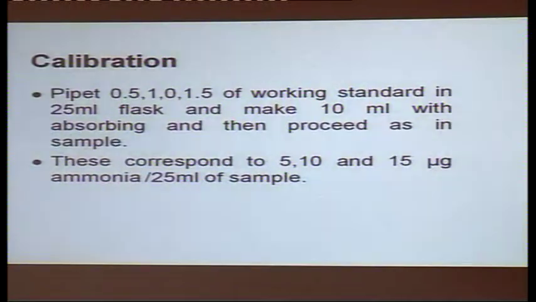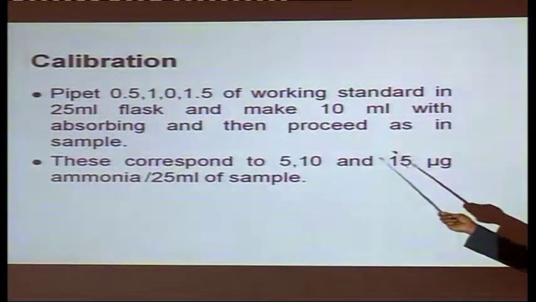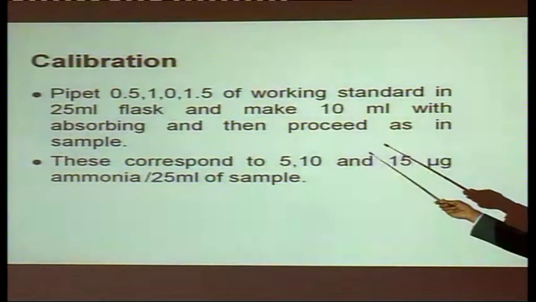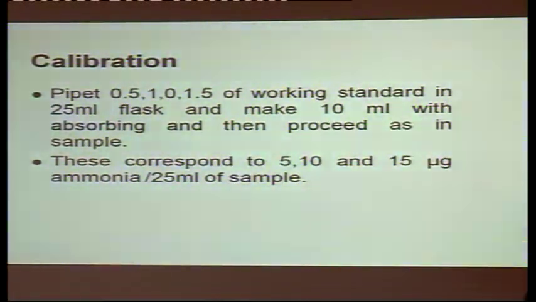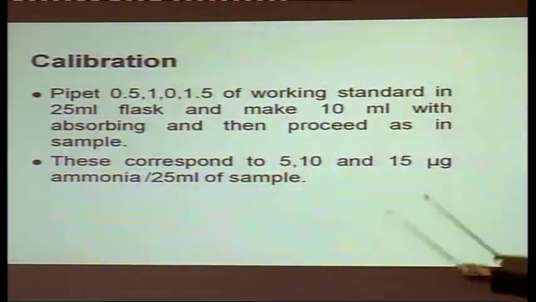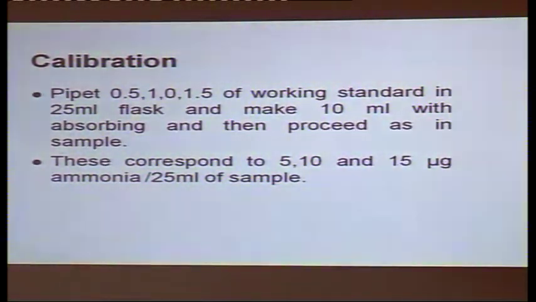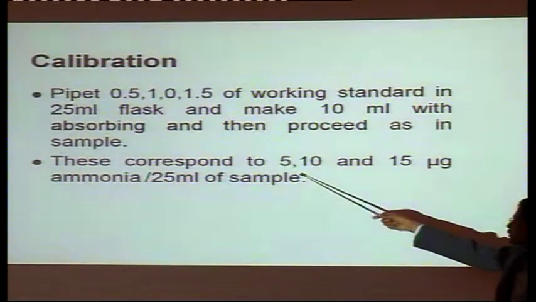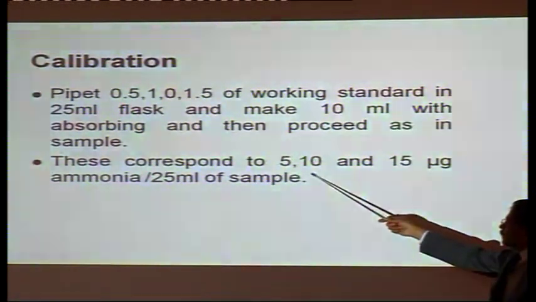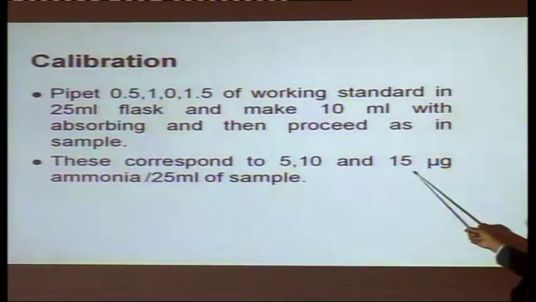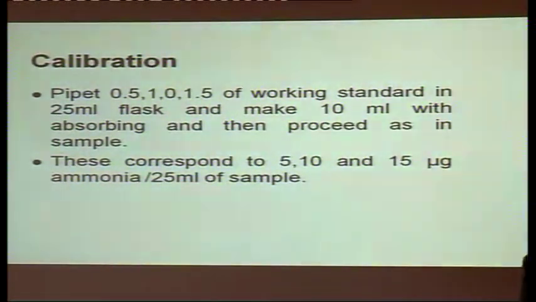Next. For calibration purpose, pipette 0.5, 1 or 1.5 ml of working standard solution, 1 microgram per ml, into a 25 ml flask, and make up with 10 ml of the absorbing solution and then proceed as in the sample. These 0.5 ml will correspond to 5, 1 will correspond to 10, and 1.5 will correspond to 15 microgram ammonia per 25 ml. So you prepare a calibration graph.